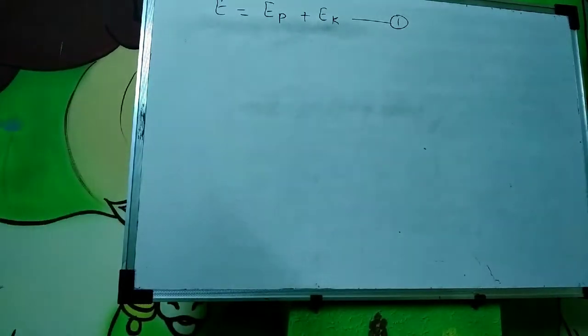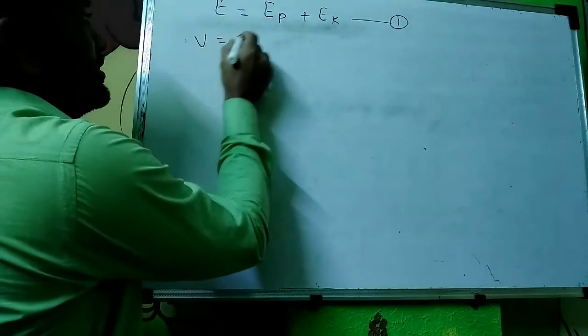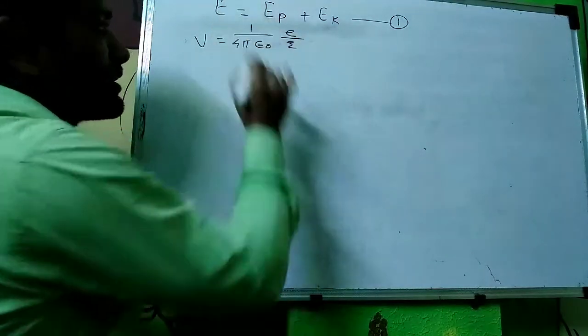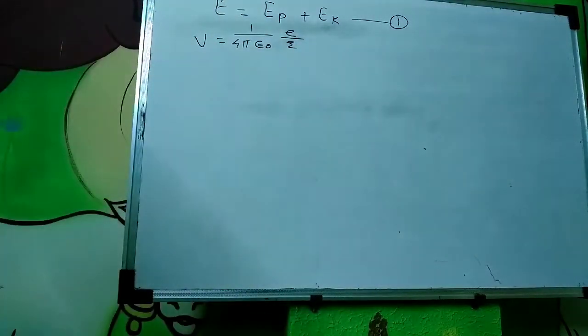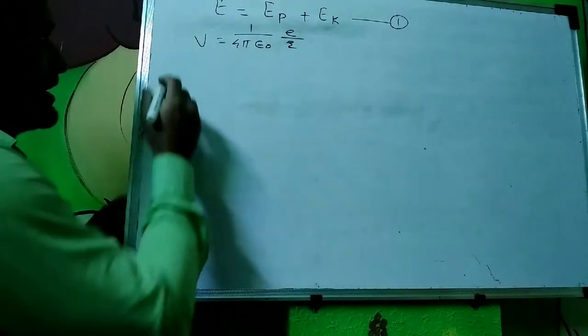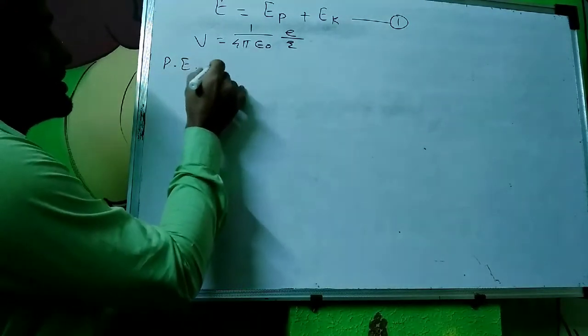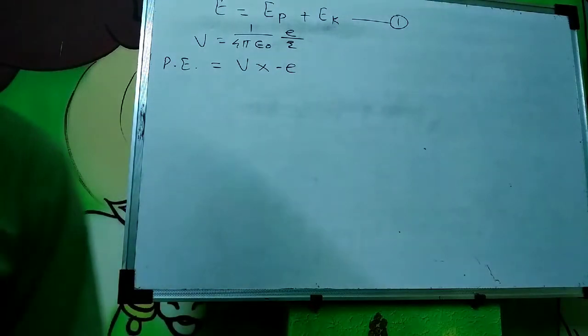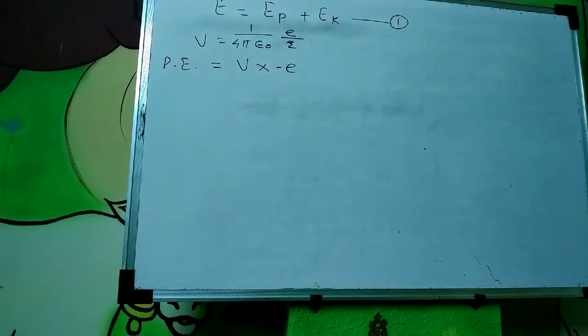How can we write the equation for potential energy? Before that we should know the electric potential of the electron at distance r. The equation for the electric potential is given by 1 by 4 pi epsilon naught e upon r. So this is the potential of the electron. From this we can derive the potential energy, as potential energy is the potential multiplied by the charge on the electron, and the electron charge is minus e.